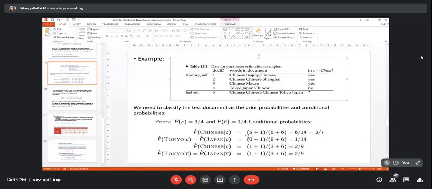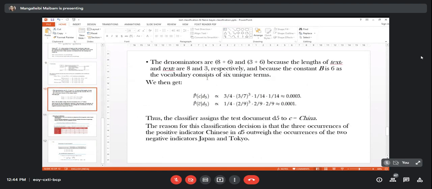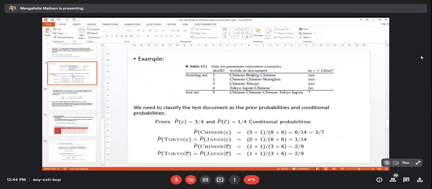Let us see. So 5 plus 1 in the numerator, and in the denominator 8 plus 6. The denominators are 8 plus 6 and 3 plus 6 because of the length of text in the China class and the text in the not China class, which are 8 and 3. The denominator is nothing but the length. So what is the length for the China class? 1, 2, 3, 4, 5, 6, 7, and 8.